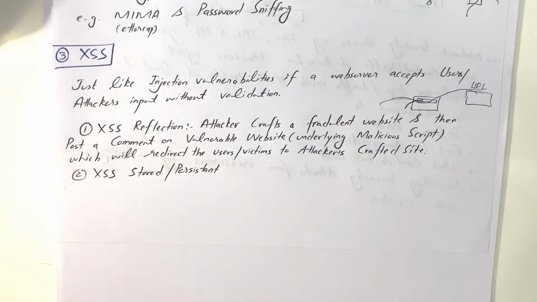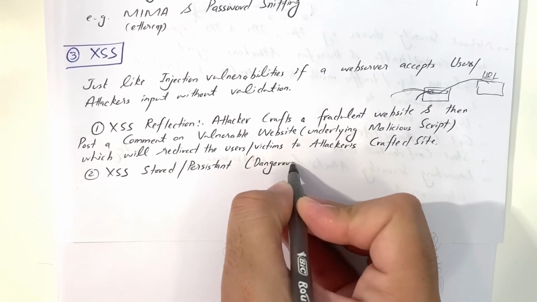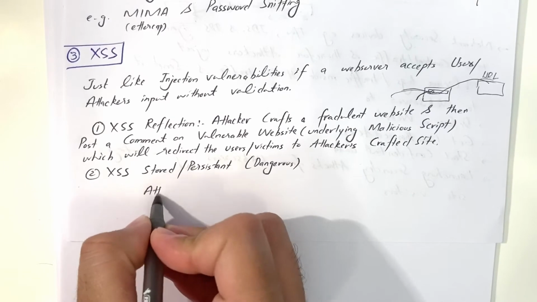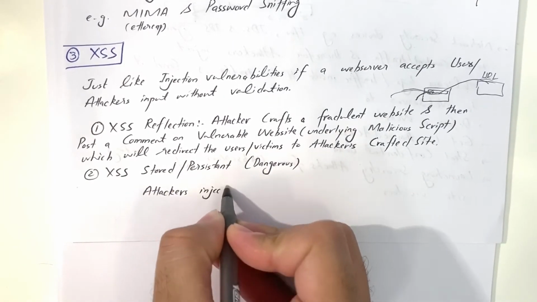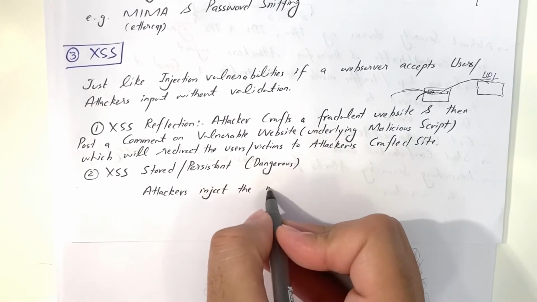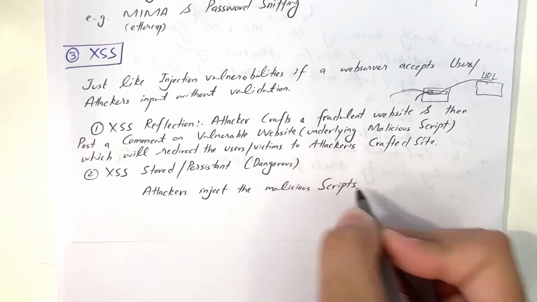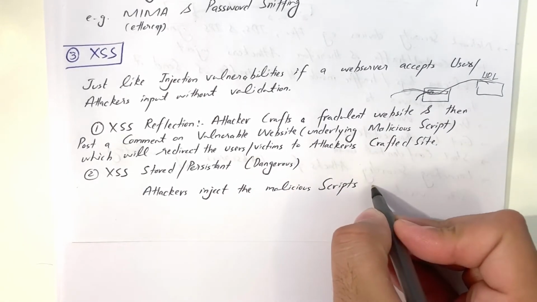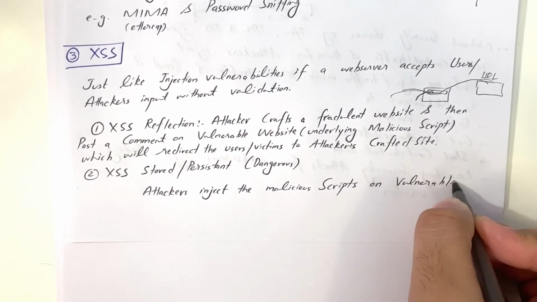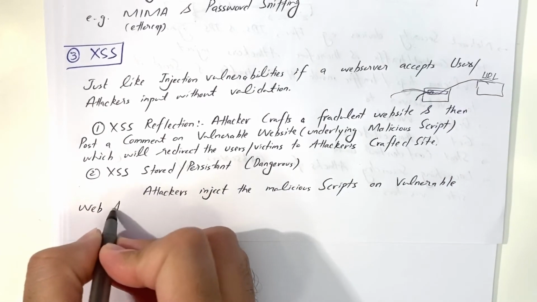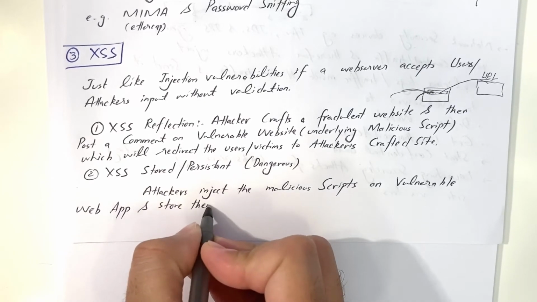Second is called cross-site stored or persistent, which is more dangerous. Attackers inject the malicious script on a vulnerable web server or vulnerable web application and store it permanently.